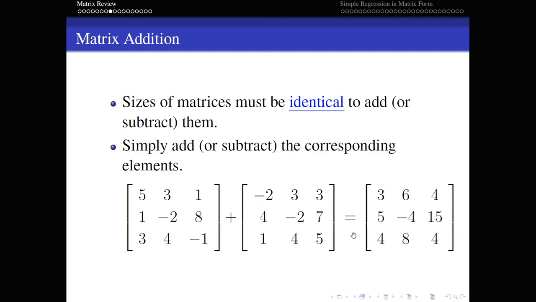So let me show you, if we have our sizes identical and we're adding two matrices, I literally just add the corresponding elements. So the first row, first column of the first matrix plus the first row, first column of the second matrix gives me the first row, first column of the result. The second row, third column of the first matrix plus the second row, third column of the second matrix gives me the second row, third column of the result. So this should hopefully make sense in terms of adding and subtracting matrices.